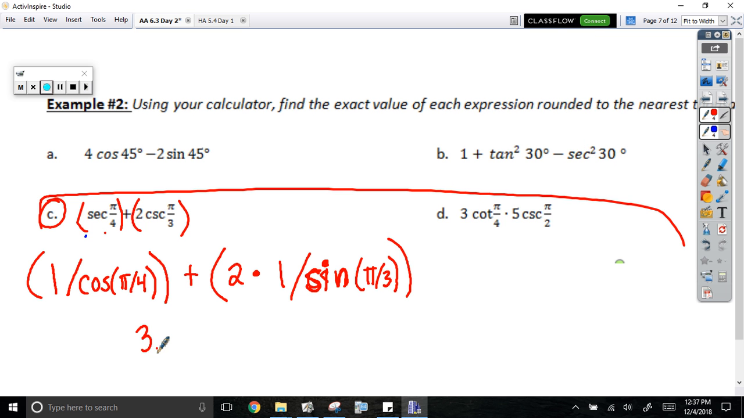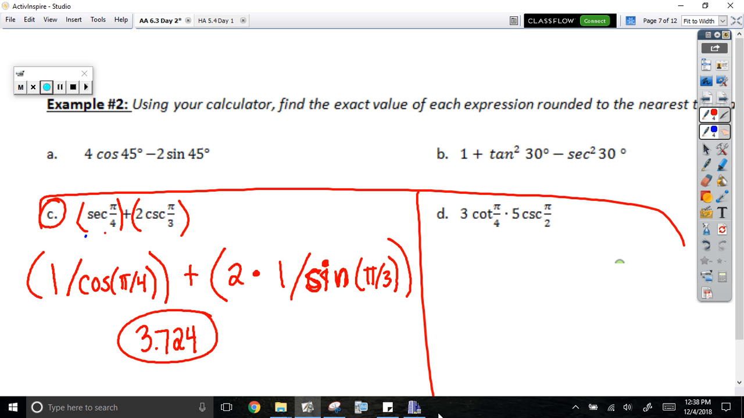Should be getting 3.724. If you're not getting that, raise your hand. I'll come around and look at your calculator. Give pi over 2 instead of pi over 4. So give a second enter. We good on C then?